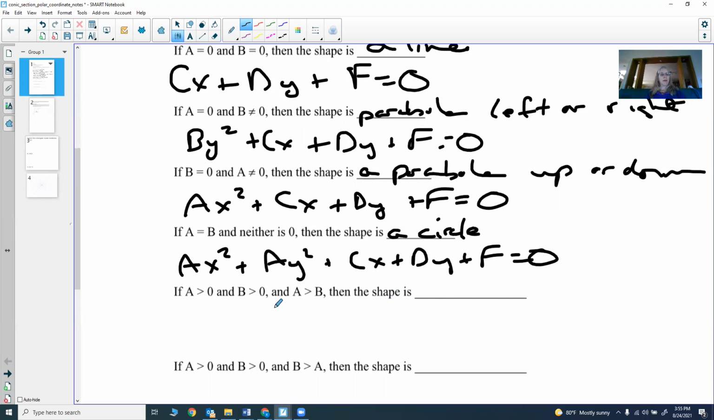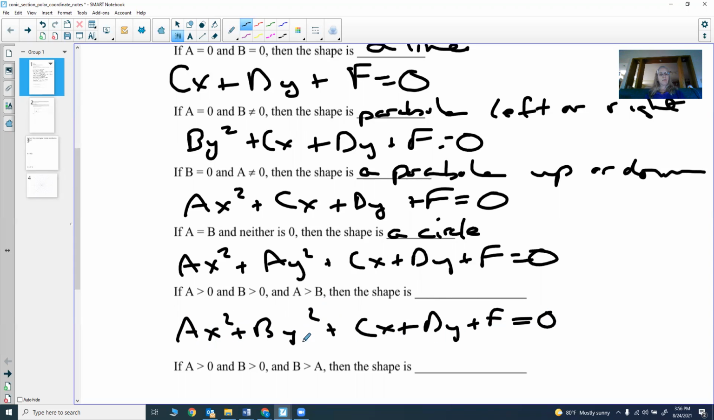What if a is greater than 0 and b is greater than 0? So they're both positive, but a is bigger than b. In other words, they're not equal this time. So you're going to have ax squared plus by squared plus cx plus dy plus f equals 0. This shape looks an awful lot like a circle, except that because you've got ax squared and by squared not the same, you get a squatty circle. So this is an ellipse. If a is bigger than b, then your x squared term is the bigger term, and so we want to see what that looks like.